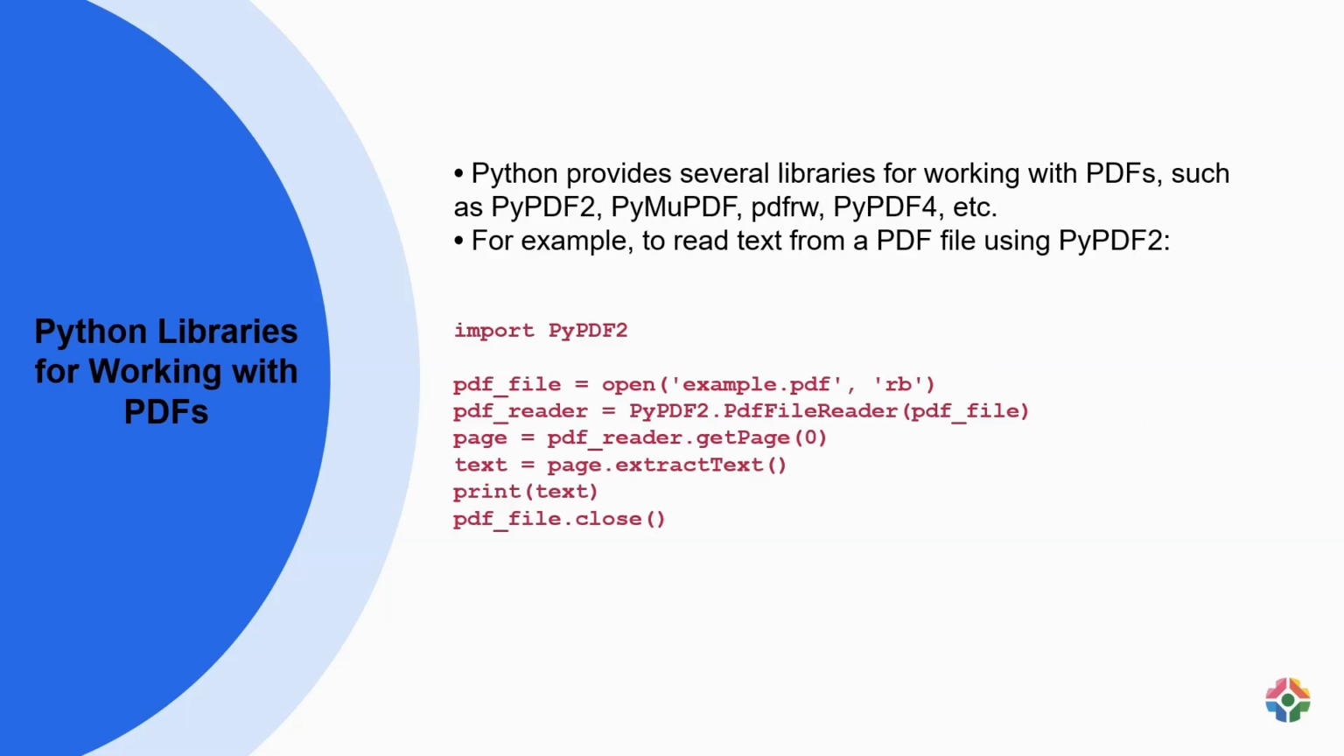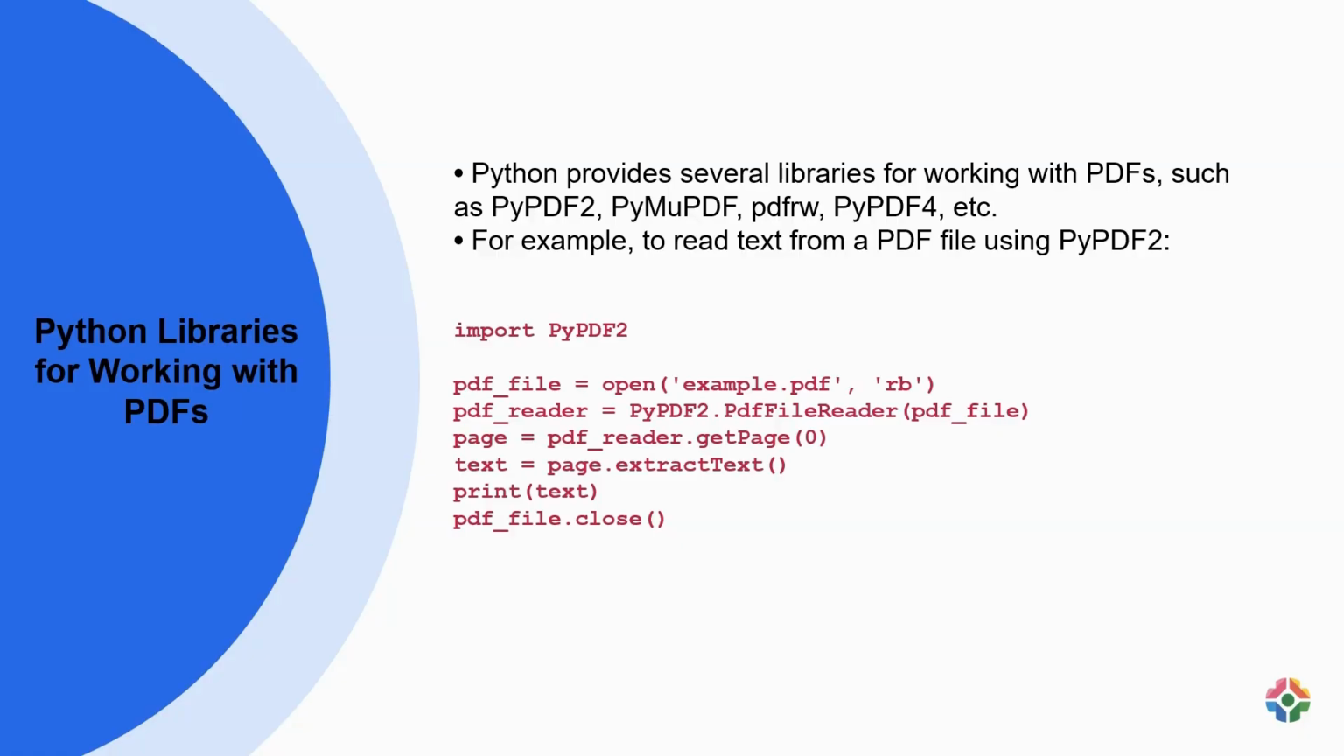Python offers various libraries for working with PDF files, including PyPDF2, PyMuPDF, pdfrw, PyPDF4. A popular task is extracting text from a PDF file, demonstrated here using the PyPDF2 library. First, import PyPDF2. Open the PDF file in read binary mode. Create a PDF file reader object to parse the PDF.